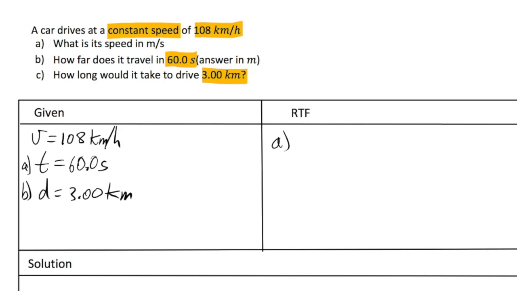So in part A, we want to figure out what the speed is in meters per second. So what we're going to do is convert from kilometers per hour to meters per second. Part B, how far does it travel? It's asking for the distance.